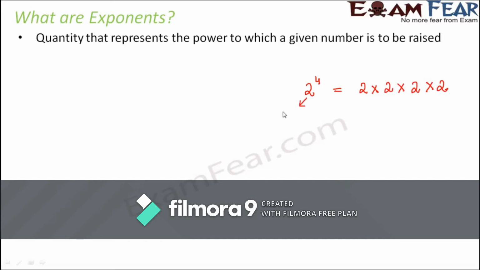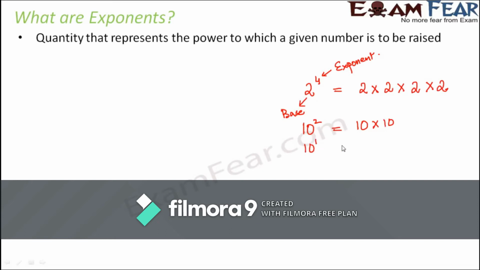So here 2 is called the base and 4 is called the exponent or power. Sometimes we use the term power instead of exponent. In a similar way, you can think of multiple examples. You talk about 10 to the power 2. Here 2 is the exponent. It means that 10 should be used 2 times during multiplication.